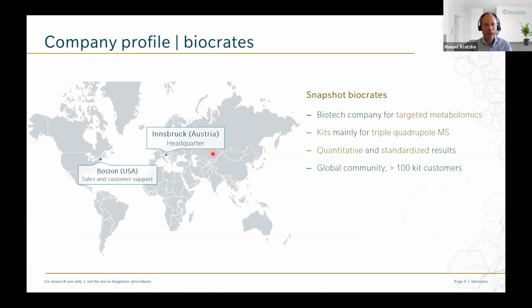What is biocrates? We are a company for targeted metabolomics and are located in Innsbruck in Austria. There's our headquarters and a subdivision in the United States. Our kits are mainly for triple quad instruments, like the HLand 6495 series. All results coming out of the kits are quantitative and standardized. And there's a global community worldwide with over 100 kit users who are happy to use this technology.